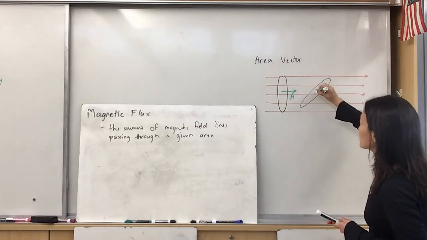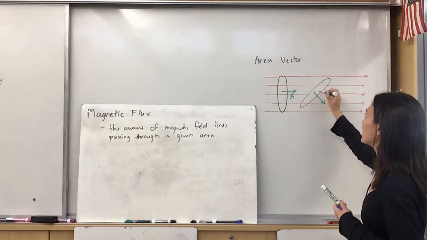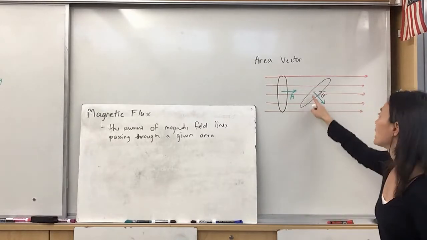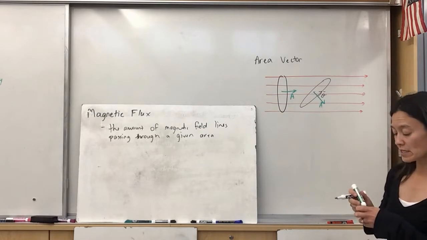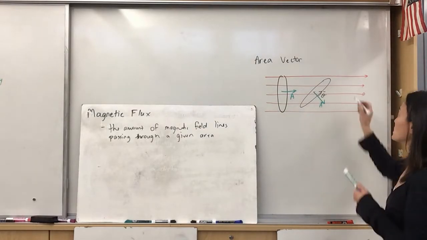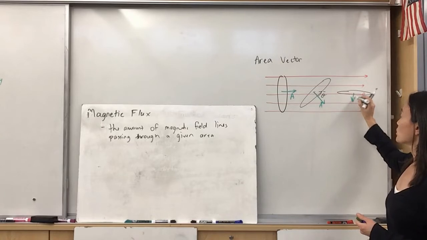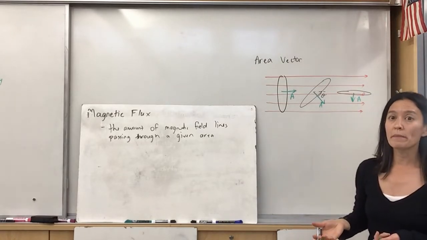Whereas if I oriented my loop like this, and my area vector was situated like this, now I have an angle, right? I have this angle between my magnetic field lines and my area vector. I'll put an A here. So I don't have as much magnetic flux. And then in the extreme, if I had my loop like this and my area vector was pointing down, I have no magnetic field lines passing through my loop of wire.